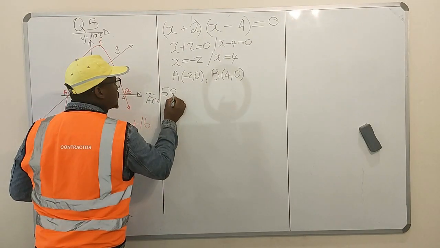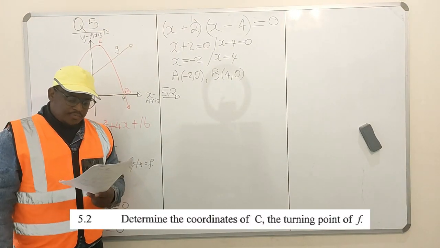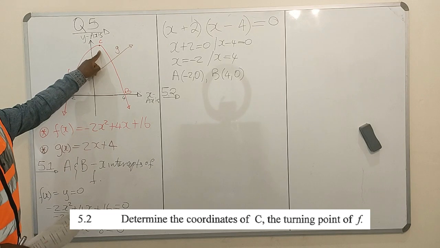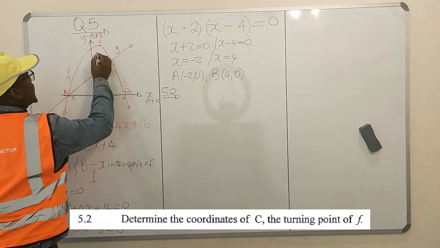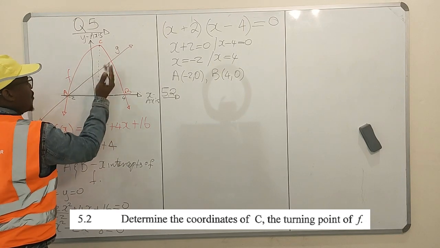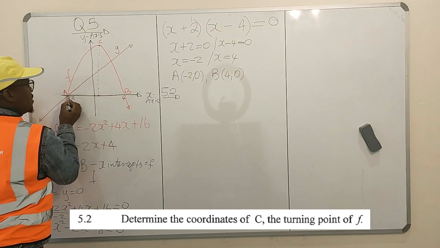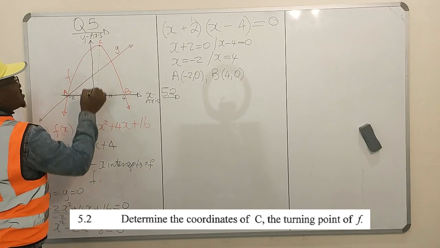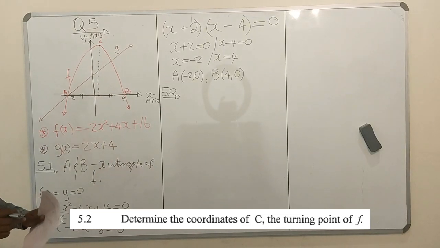Going to 5.2. Determine the coordinates of C, the turning point of f. So now we want the coordinates of C, the turning point of f. If C is a turning point, there is an axis of symmetry. So this function of ours is symmetrical about this line here. The distance here is the same as the distance there. So for the axis of symmetry through the turning point, we can use the midpoint formula for the x coordinate of the turning point.